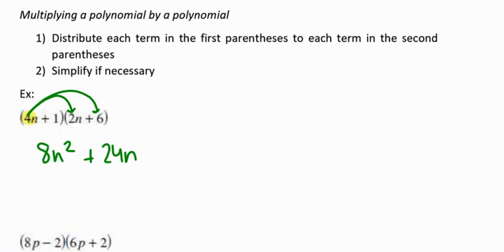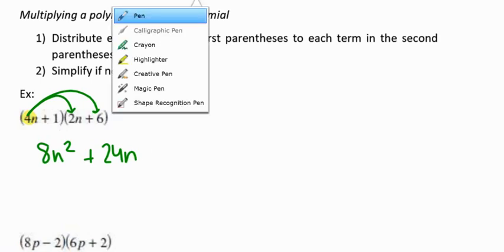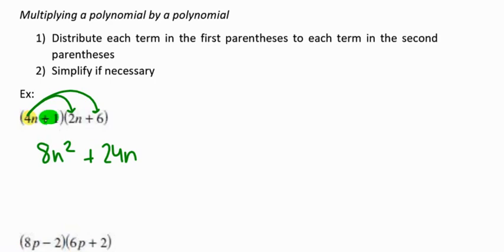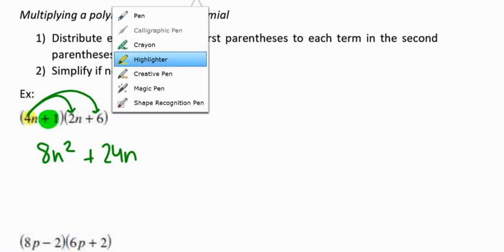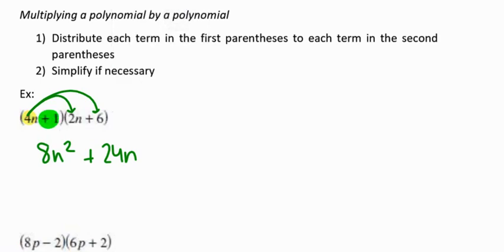So basically, I want to distribute each term in the first set of parentheses with each term in the second set of parentheses. So next here, I want to deal with this positive 1, and I want to distribute that to both terms in the second set of parentheses. So I want to do a positive 1 times 2n. So 1 times 2n is just 2n. And I have 1 times a positive 6, which is a positive 6. So I have 8n squared plus 24n plus 2n plus 6.